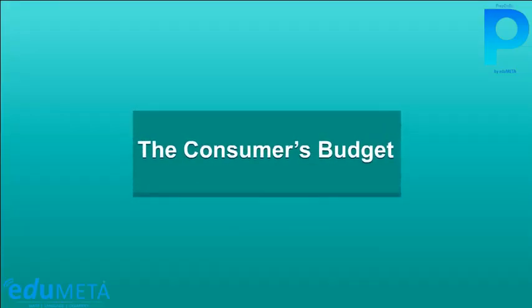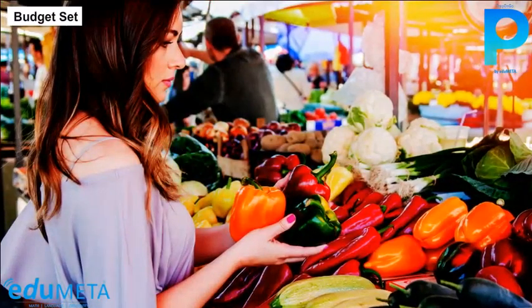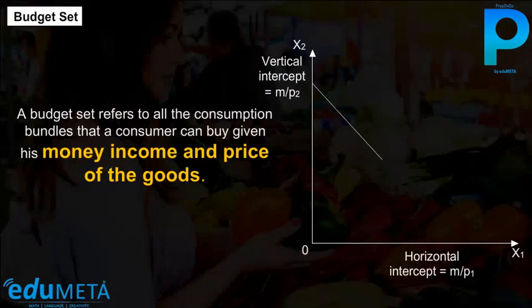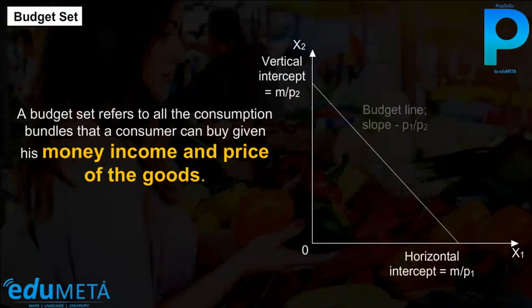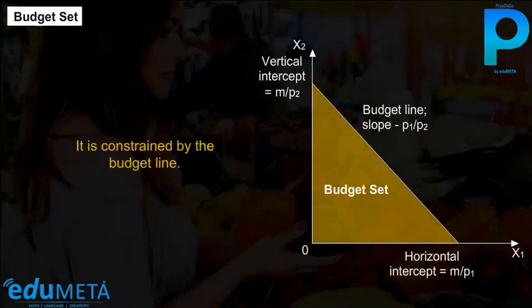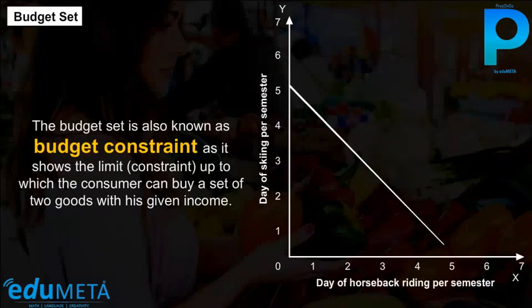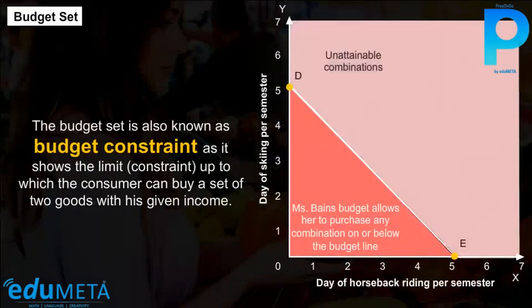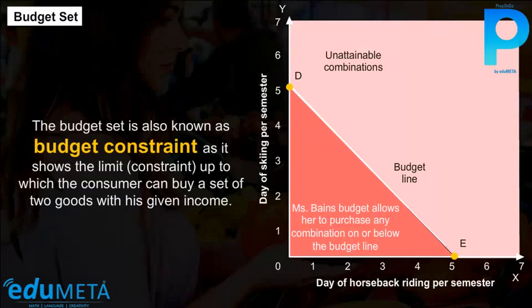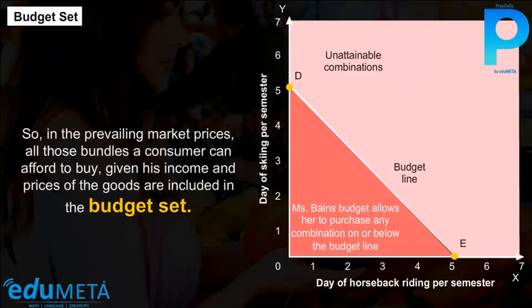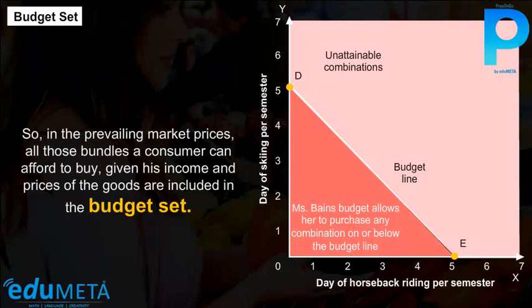The consumer's budget. Budget set. A budget set refers to all the consumption bundles that a consumer can buy given his money income and the price of the goods. It is constrained by the budget line. The budget set is also known as budget constraint, as it shows the limit up to which the consumer can buy a set of two goods with his given income. So at the prevailing market prices, all those bundles a consumer can afford to buy, given his income and prices of the goods, are included in the budget set.